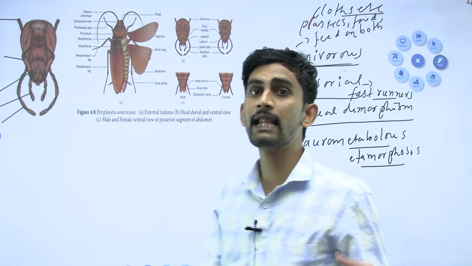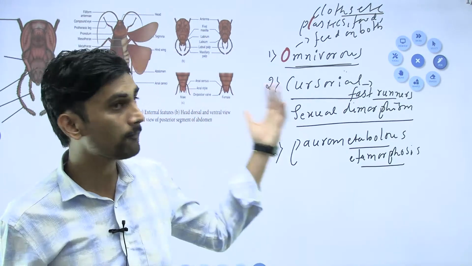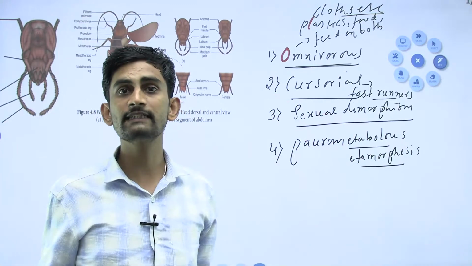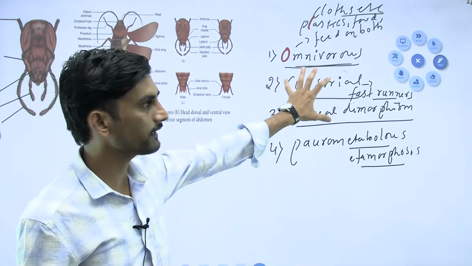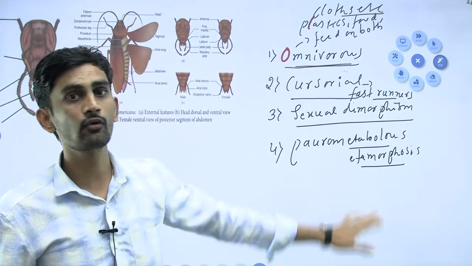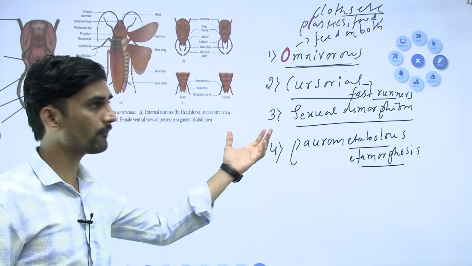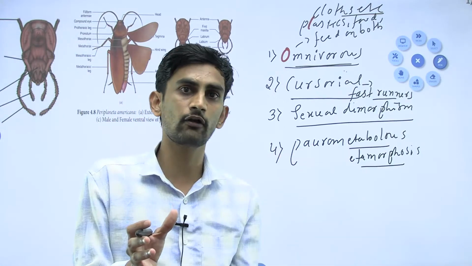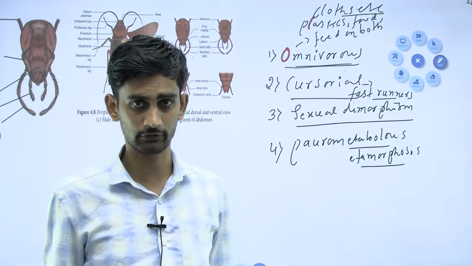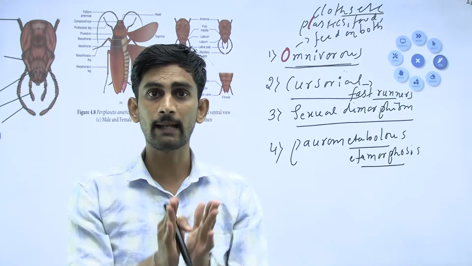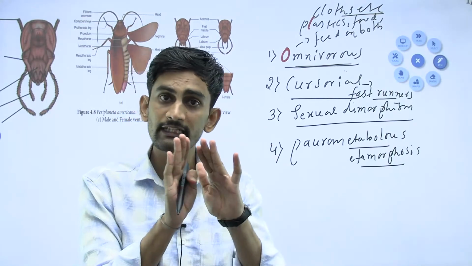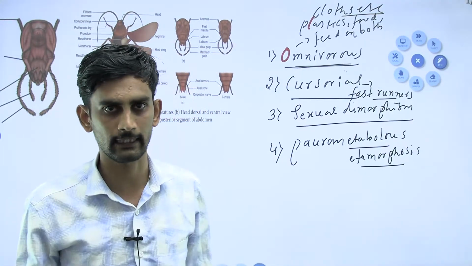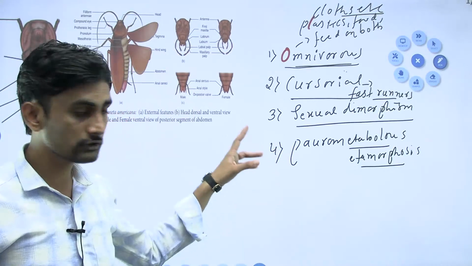Fast runners in the sense that although they have wings, they have adapted to fast running. They rarely use the wings for flight. That is what we call the cursorial type of habit. Then the sexually dimorphic character means you can easily distinguish whether it is a male or female cockroach, based on the abdomen, and based on the presence or absence of anal styles. You have to concentrate more on the anal style. Then the last thing is very important.